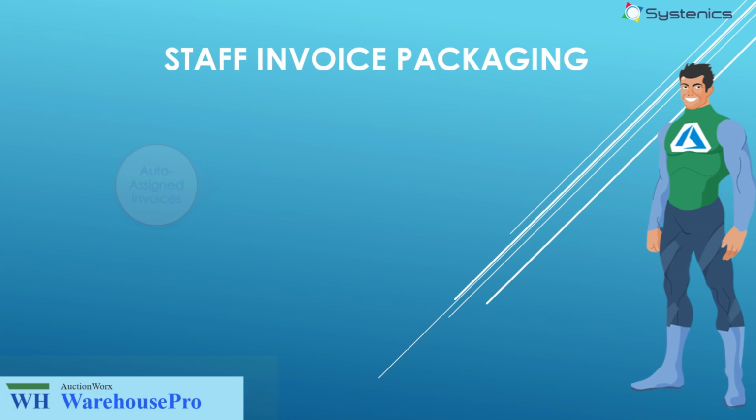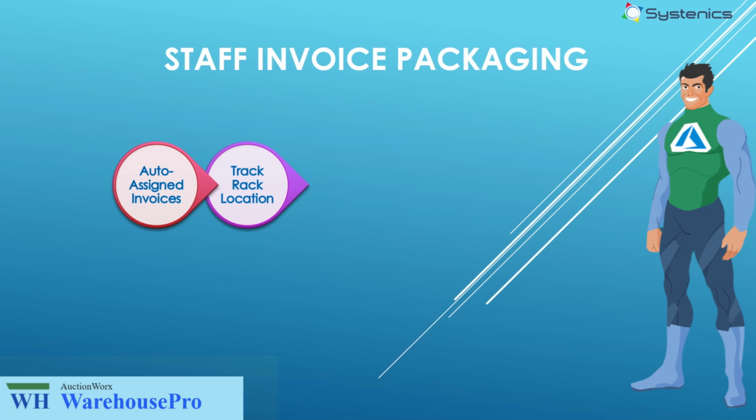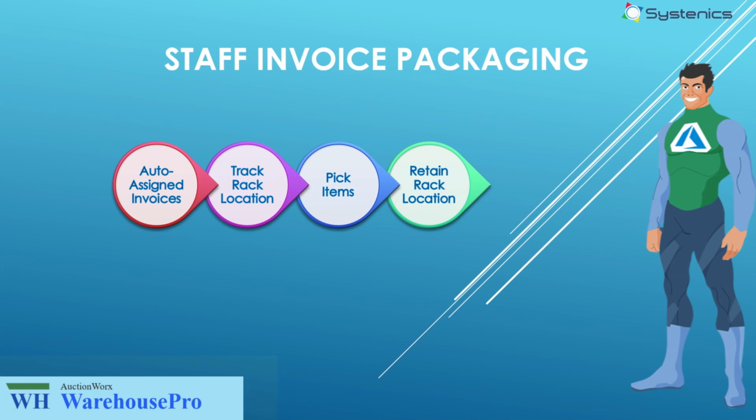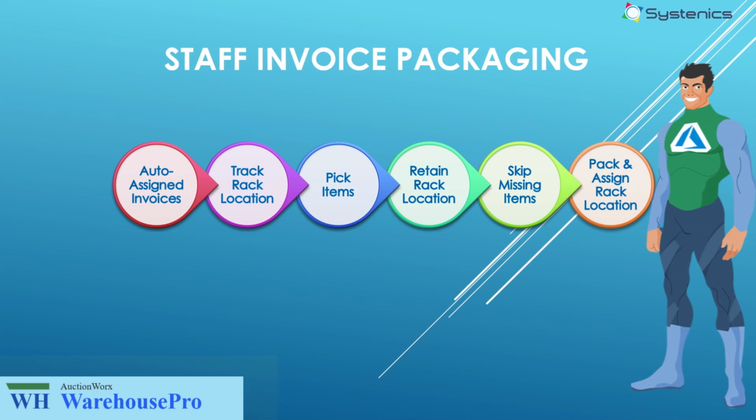We'll begin by seeing how the system automatically assigns invoices to staff members. Then, we'll review how staff track each invoice item's rack location. Once staff reaches the rack location, he will pick the items. Next, we will see how to retain the rack location in case of heavy weight. Next, we will see how to skip any missing item temporarily and proceed with the packaging. Finally, staff keeps the picked item to a new rack location, making it easier to locate during buyer pickup.